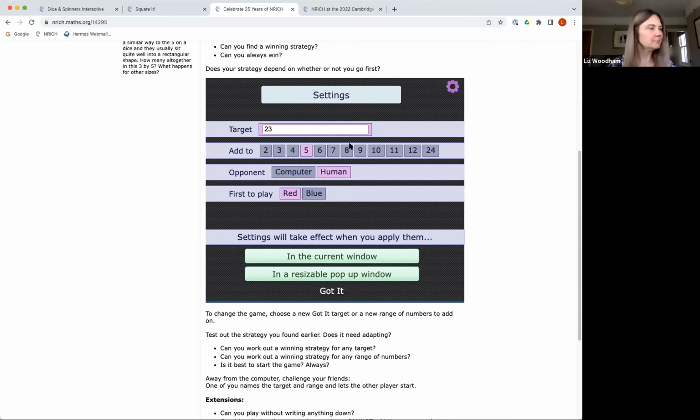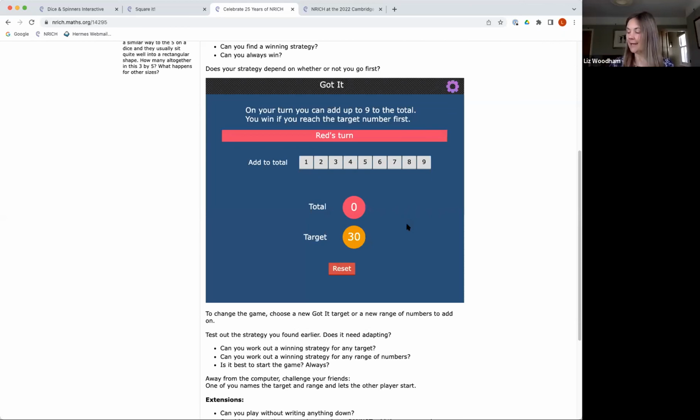I'll let you. Okay. Let's have a target of 30. Okay, target of 30. And would you like to stick with numbers 1, 2, 3, 4, and 5? No, I'll go for numbers 1 to 9, please. 1 to 9. Okay. All right. Okay. And am I allowed to go first? You're allowed to go first.